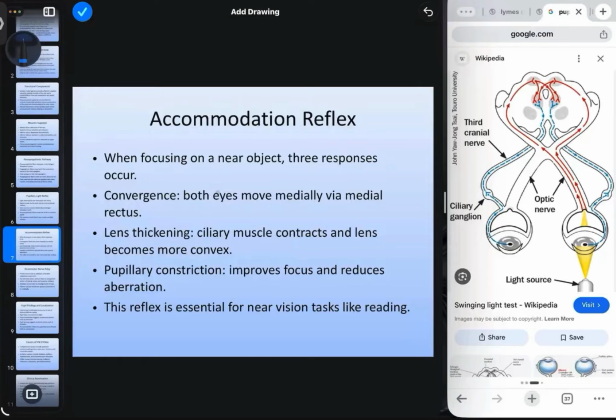I think we will skip the accommodation reflex because you guys already know that near objects and far objects can be seen using the lens in your eye. When the lens bulges, your eye tends to focus on closer images, and when the lens is stretched, it usually focuses on things from far away. This is accommodation. So I think we should skip this.